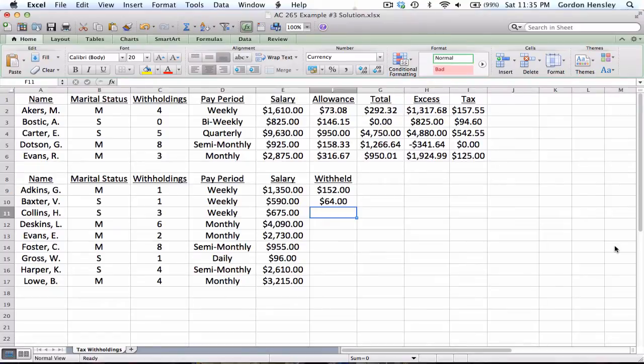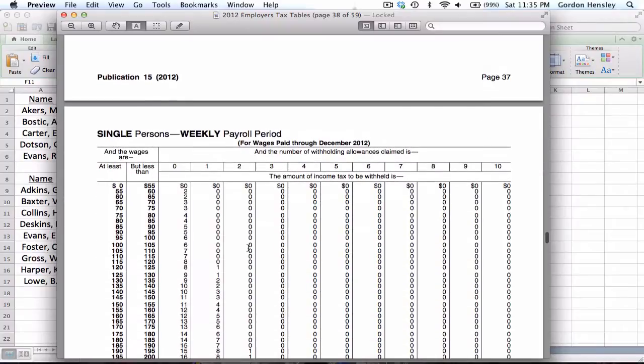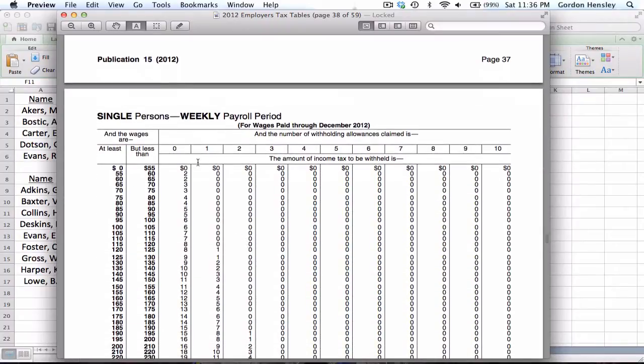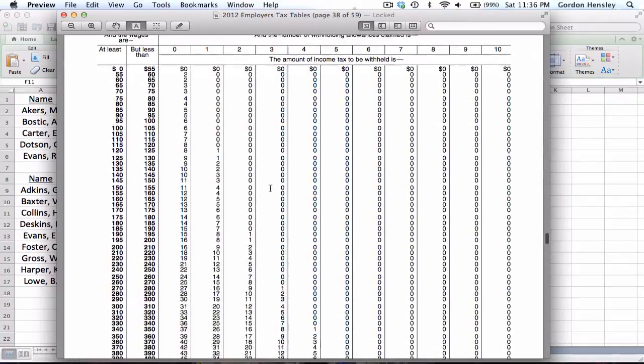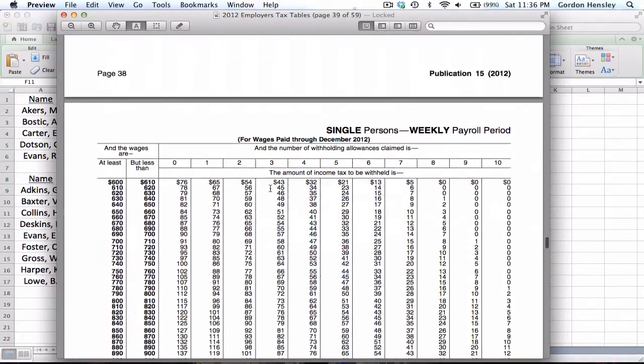The next person is also single weekly, but they're claiming 3 withholding allowances and made $675. So I can use the same table. I can use single weekly, but it's a different column. It's the 4th column for 3 withholding allowances, and this person made $675. Well, that's going to go off the first table all the way over to the second table.